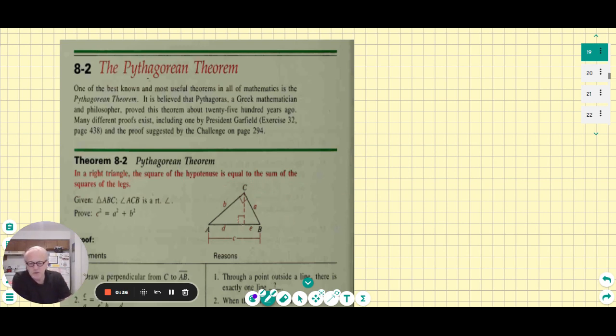So in the case where we have one side here, AC, if that is equal to little b, and this BC is here is little a, and the hypotenuse is C, then we have C squared equals A squared plus B squared.